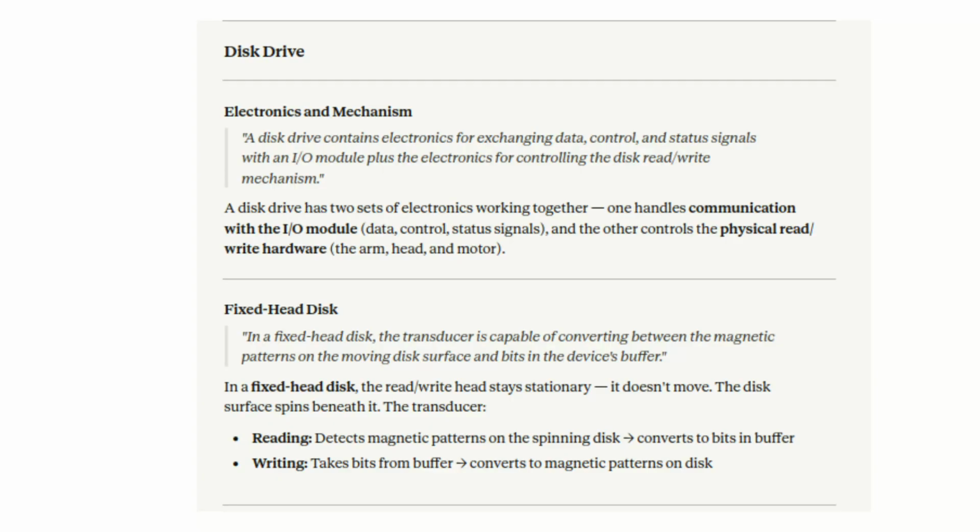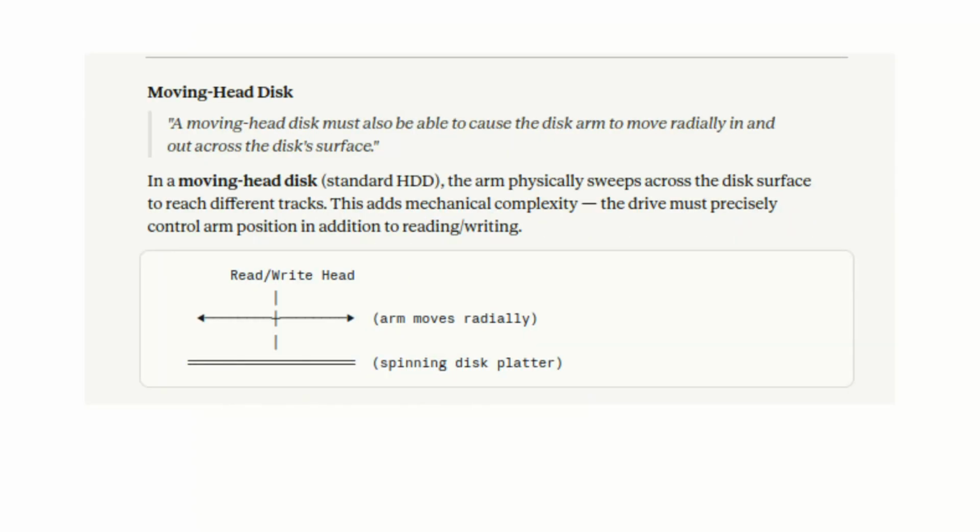So first of all, in the disk drive, you have to understand there are two sets of electronics working together. The first electronics handles the communication with the I/O module, that is the data, control and status signals. The other electronics handles physically controlling the read or write hardware, that is controlling the arm, head and the motor. So in the disk drive there are basically two types: the fixed head disk is there, the moving head disk is also there.